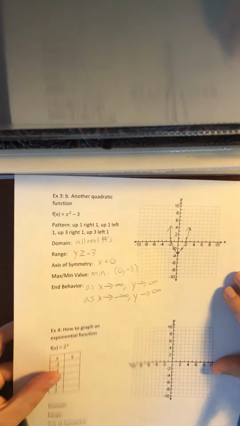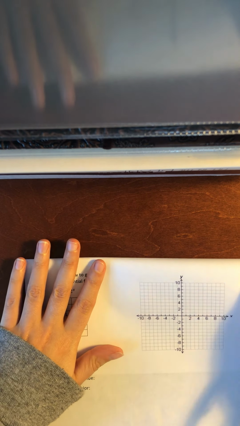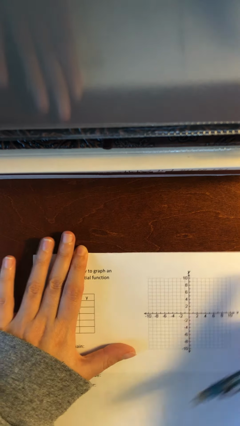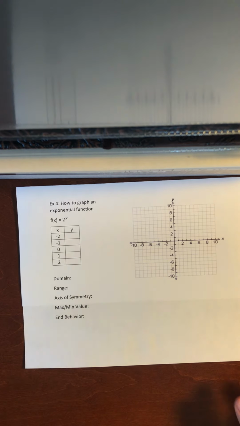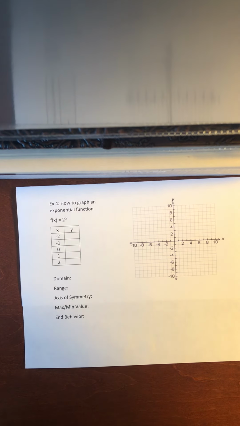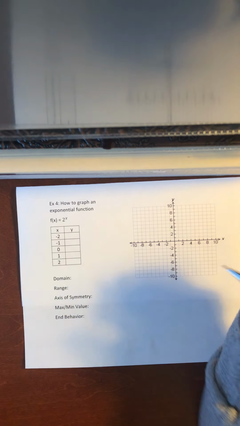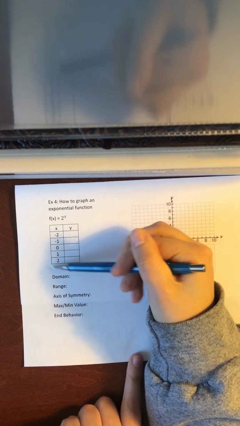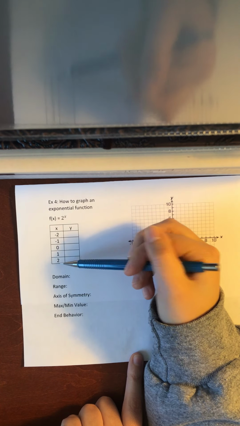Okay, how to graph an exponential. Exponential functions, we don't really have a pattern for that. There is no pattern. We have to make a table for this. We learned this kind of a while ago, so let's just review. So for this, I like to pick these values, -2, -1, 0, 1, 2.